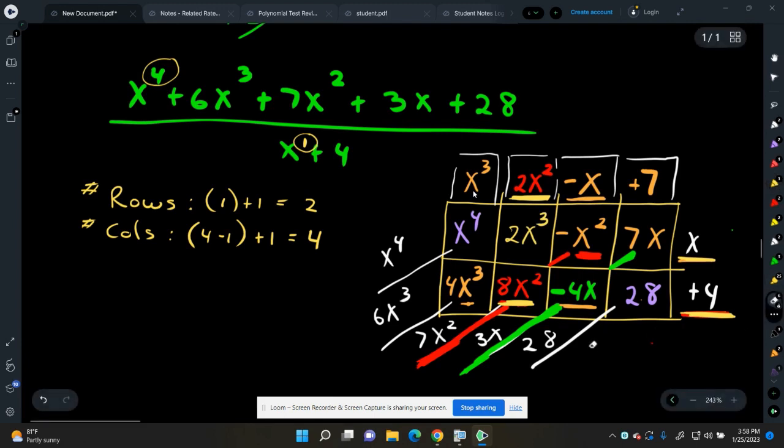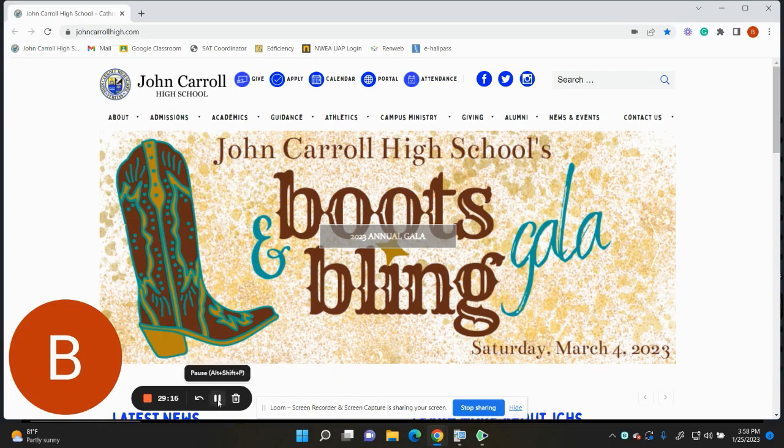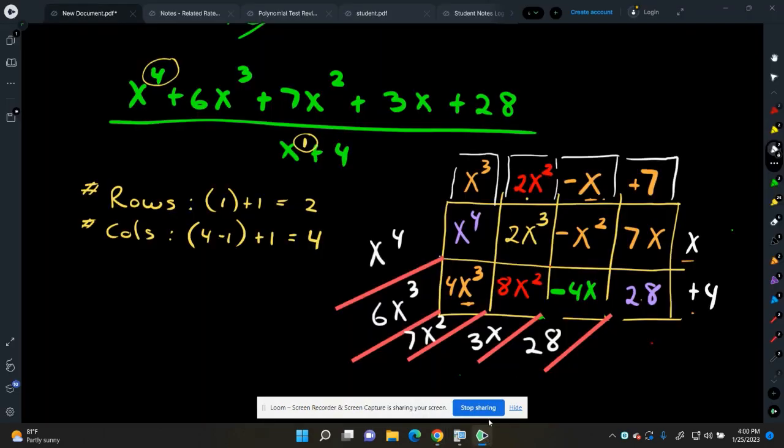Now that my table is all filled in, let's check to make sure that everything works. I've got a lot of mess here, don't I? Okay, let's see here if I can clean this up. Okay, let's take a look at it.